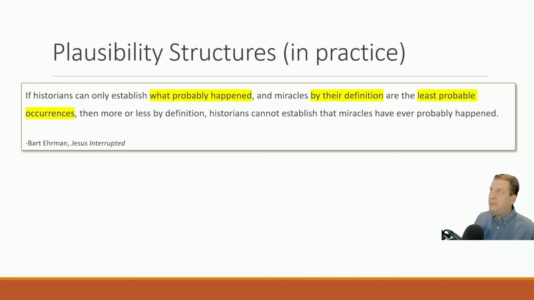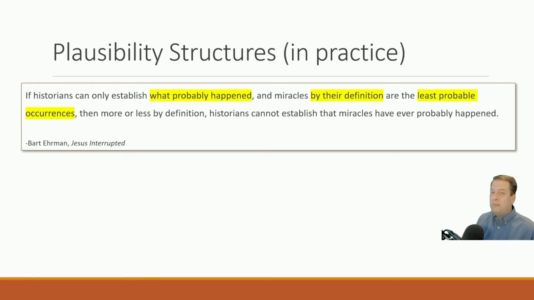But the problem here is when Bart Ehrman talks about what probably happened and says miracles by their definition are the least probable occurrences. How would he calculate that they are less probable than other things, right? Probability is a mathematical discipline. It's not a subjective scholarly hunch based in worldview.